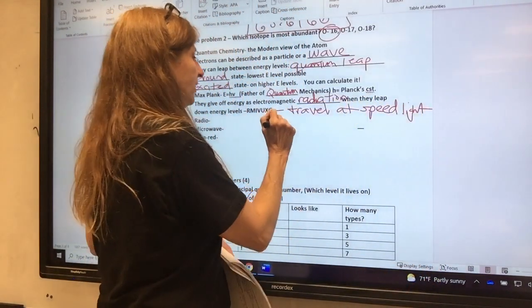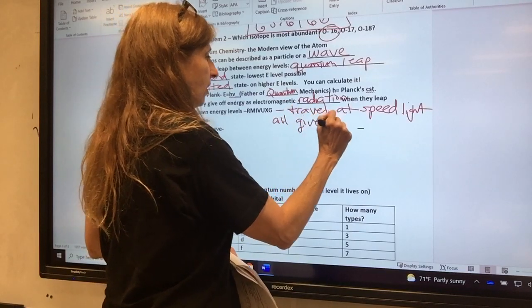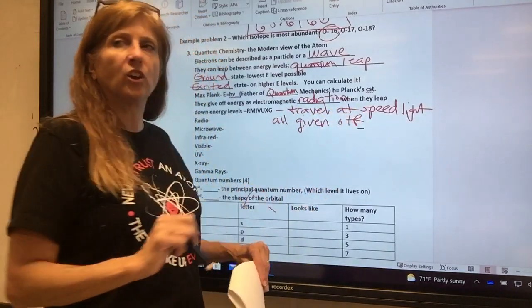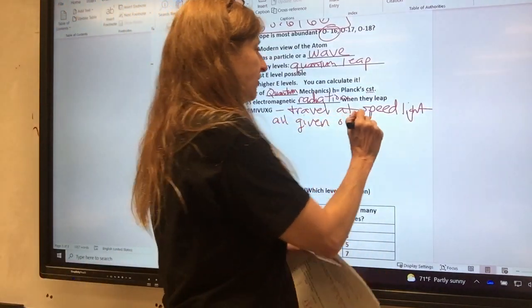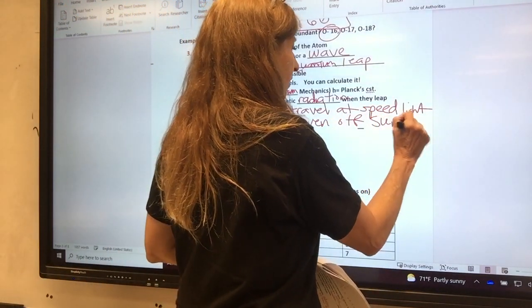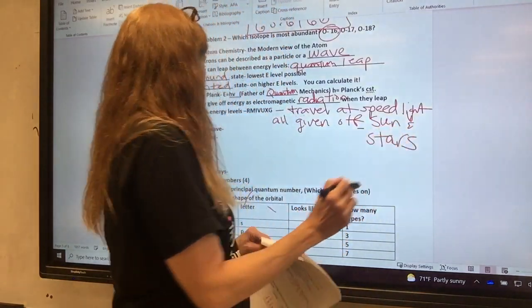And they're all given off by the sun and other stars. So you ever heard of static on a radio? That's the sun radio waves being given off. That's sun radio. So they're all given off by the sun and stars.